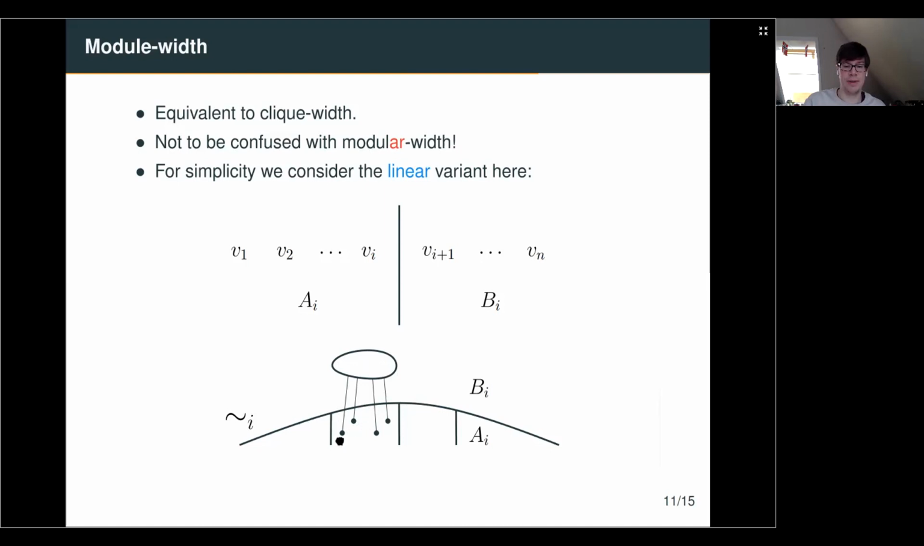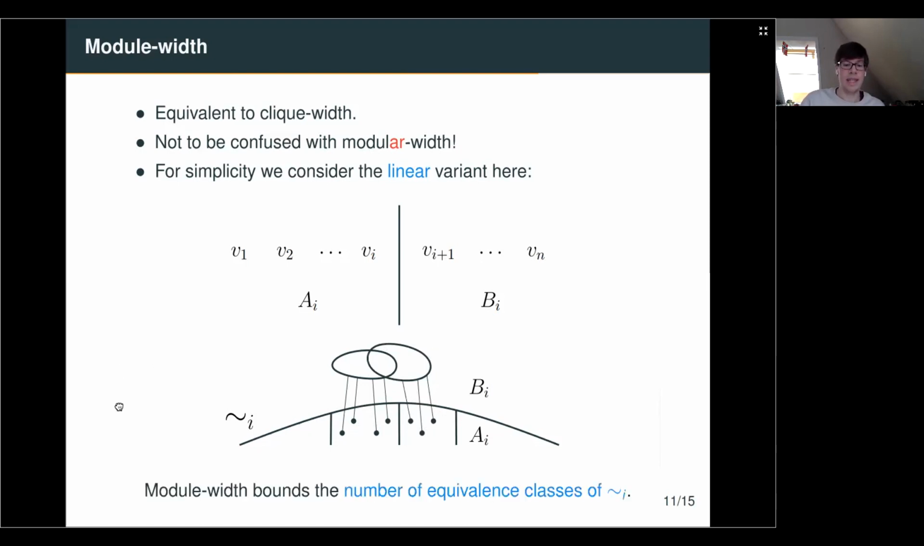For example, these four vertices have those neighbors in B_i, these three vertices have those neighbors, and so on. Now the module width bounds the number of such equivalence classes at each position i that we consider. And this is what makes it useful in algorithms.